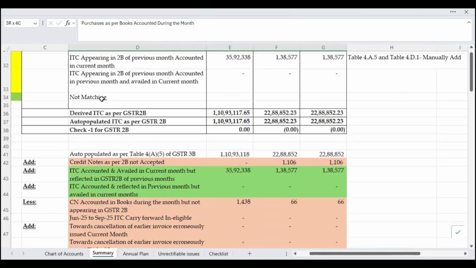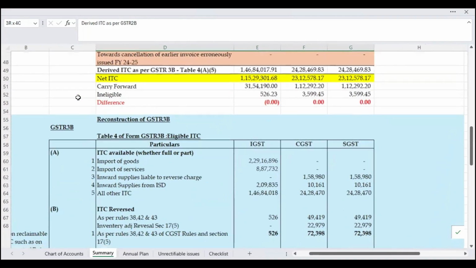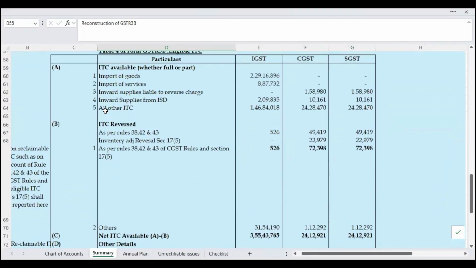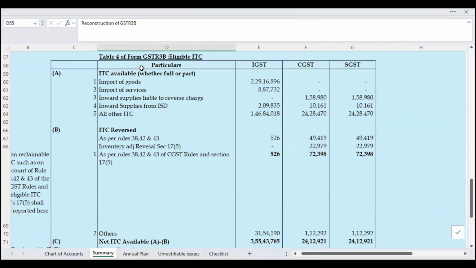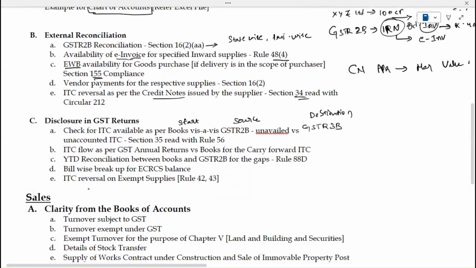I derived what is there in GSTR 2B. From this, I've reconstructed 3B, look at this reconstruction of 3B. This is what we have done. So this is one reconciliation I have to do every month. If I have not done it every month, at least by the end of this March, we should do this reconciliation.